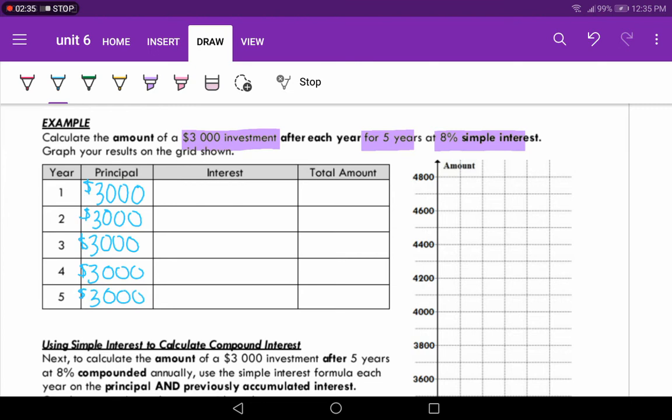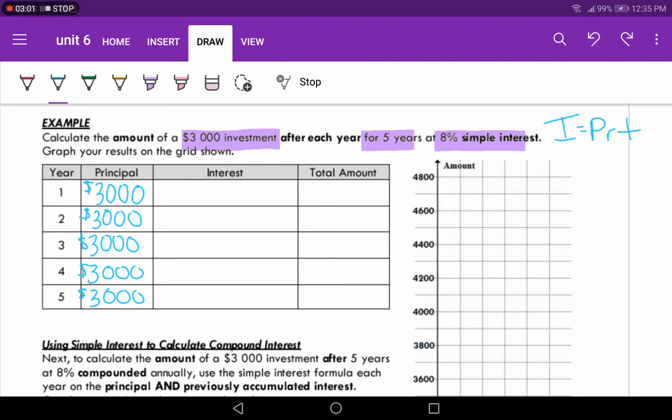In order to calculate the interest, we use our formula from that first lesson, which is I equals PRT. Okay, the time for each of these years is just going to be 1, right? Because we're calculating for year 1 and then we're calculating for the second year. We're not calculating for 2 years, just the second year of this situation.